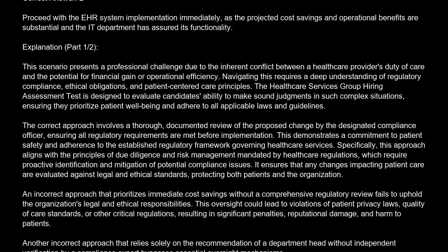The correct answer is B. Proceed with the EHR system implementation immediately, as the projected cost savings and operational benefits are substantial, and the IT department has assured its functionality.